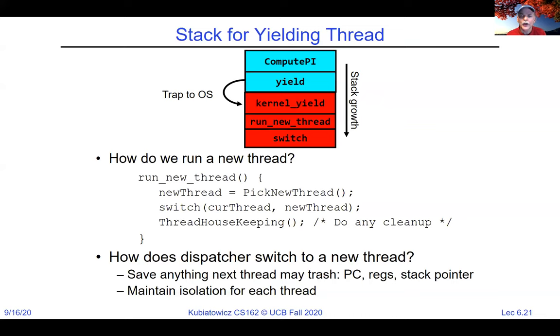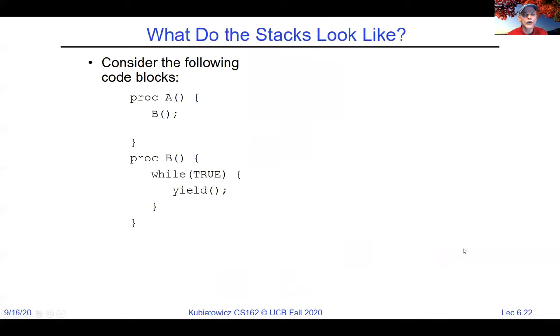Okay, well, let's look at the stacks for a moment. Let's assume that what switch is going to do, I'll show you some actual assembly-like code in a moment, is save out everything from thread A and load everything from thread B back in. So how to think about this, I'm going to show you a really silly piece of code here, but this is going to help us. So this code starts with function A, which is going to call B. And then once we get in B, it's just going to go into an infinite loop that does yield, yield, yield, yield.